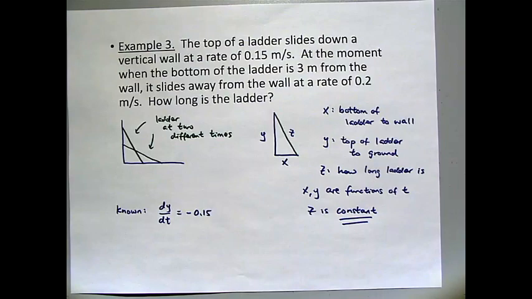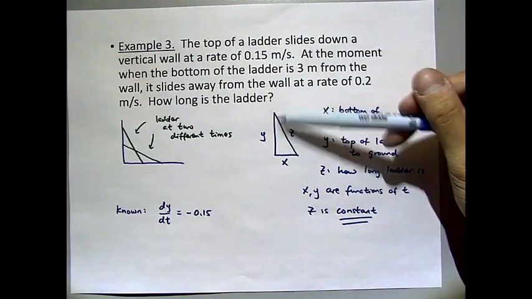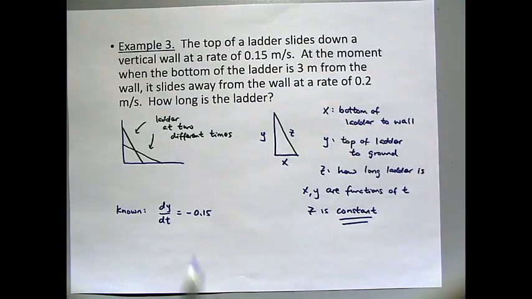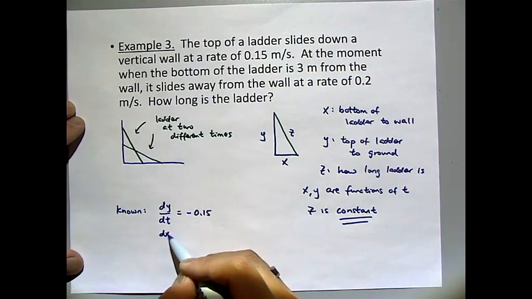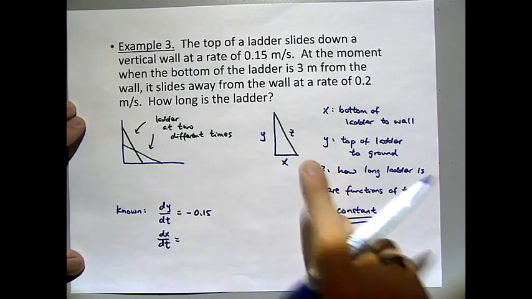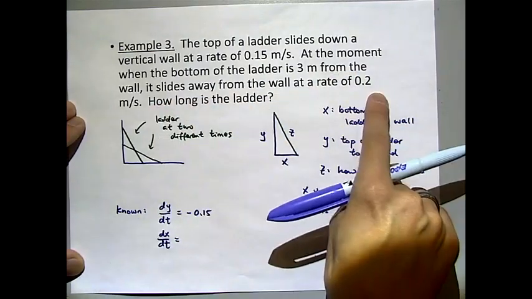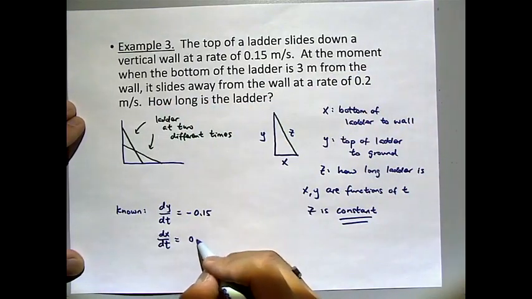It is sliding down. At a later time, the top of the ladder to the ground will be a smaller distance. It must be a negative rate. The bottom of the ladder is sliding away from the wall, so that's a positive rate. dx/dt is equal to 0.2. Good.